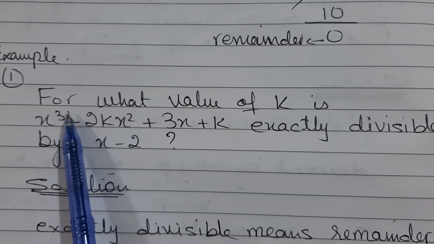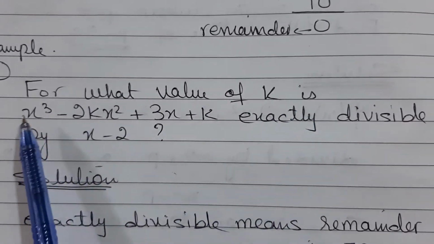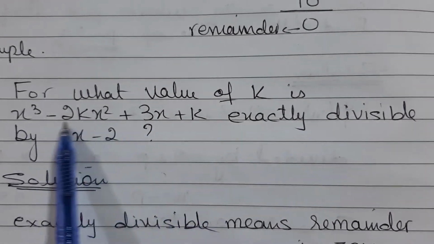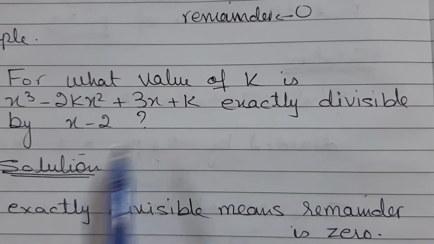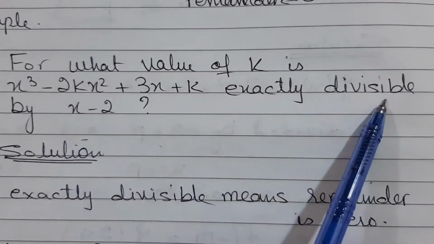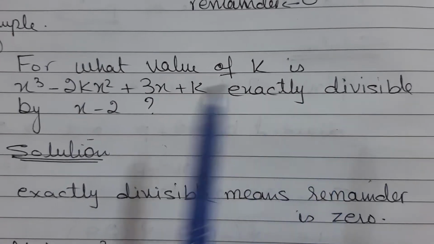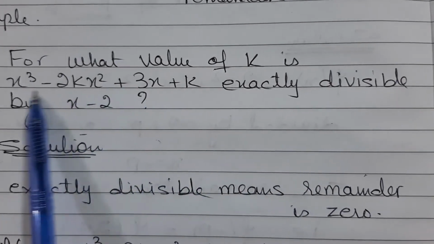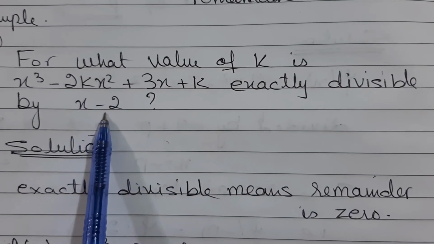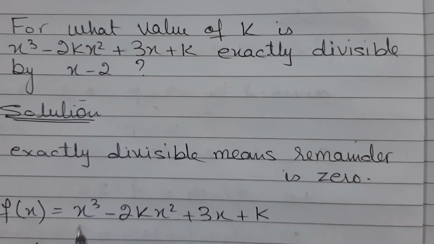So for example, the question is saying: for what value of k is this polynomial, which is given here, exactly divisible by x minus 2? Now when the question says exactly divisible, it means the remainder is 0. Okay, remember this. So it means when you divide this polynomial by this, your remainder is 0. So the technique will remain the same.